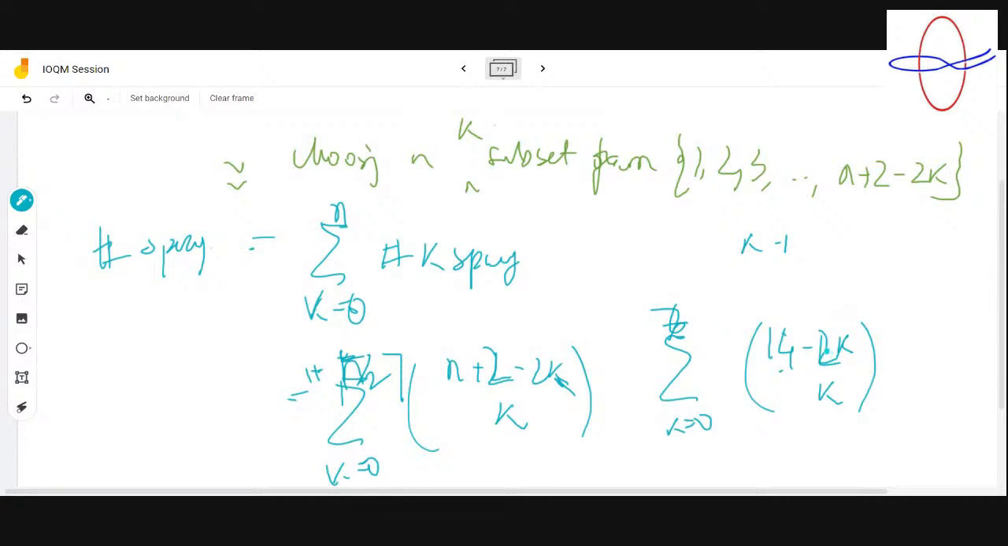Wait. There's a sort of thing over here. Just let me check. So n plus 2 minus 2k must be greater than or equal to k, otherwise it will not work, right? So that's why we are getting that n plus 2 must be greater than or equal to 3k. So therefore it will be the floor of n plus 2 by 3.